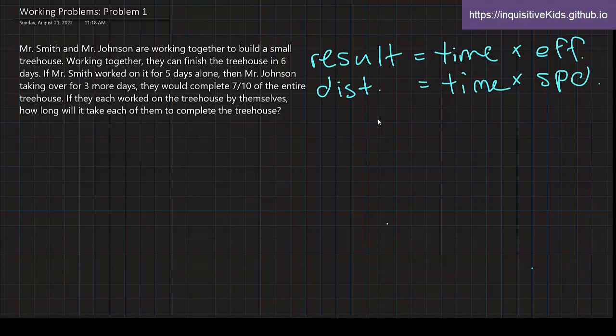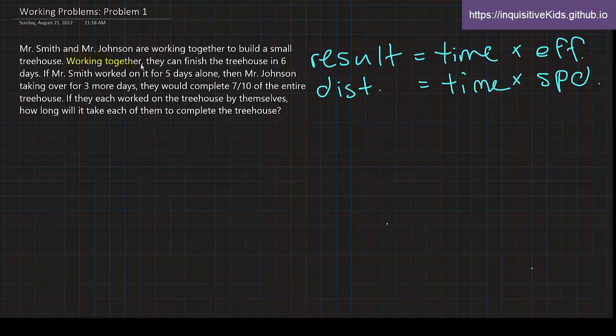Okay, Mr. Smith and Mr. Johnson are working together to build a small treehouse. Working together, they can finish the treehouse in 6 days. If Mr. Smith worked on it for 5 days alone, then Mr. Johnson taking over for 3 more days, they would complete 7/10 of the entire treehouse. If they each worked on the treehouse by themselves, how long will it take each of them to complete the treehouse? So the first thing is, let's analyze the information we have.